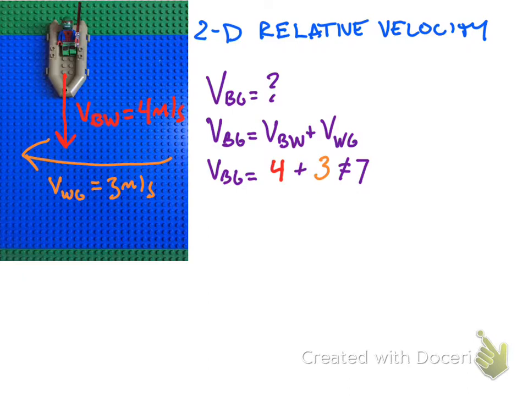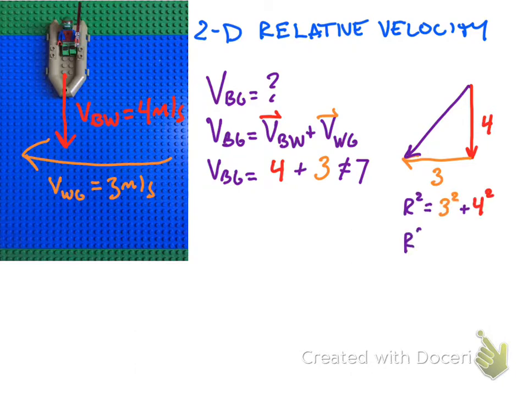So we have to make sure that we include the direction, and we do this in a tip-to-tail method. So we take our vectors. We have 4 plus 3. And the velocity of the boat relative to ground is going to be the hypotenuse of that. So we can do the Pythagorean theorem, and we find out that the resultant is going to be 5 meters per second. So if you're on the ground, you would actually see the boat moving at 5 meters per second.